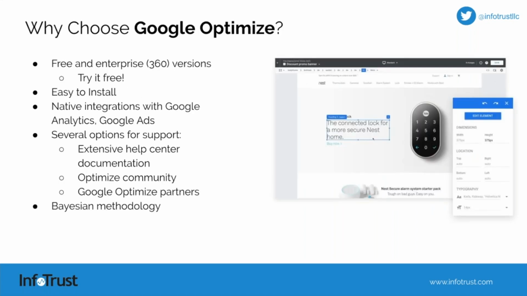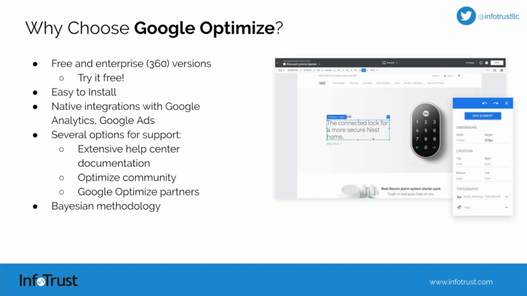So why choose Google Optimize? Let's go through some of those factors I just covered for Google Optimize. There are free and enterprise versions available for Google Optimize. So that also gives you the ability to try it for free before you decide if you need to upgrade to a 360 version of Google Optimize. It's easy to install with a snippet, which I'll show some examples of several of these factors here in a moment. There's native integrations with Google Analytics and Google Ads.